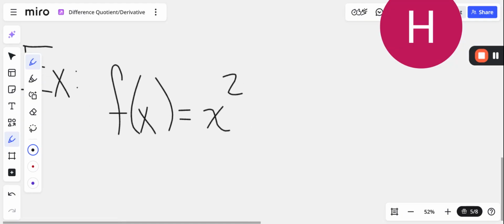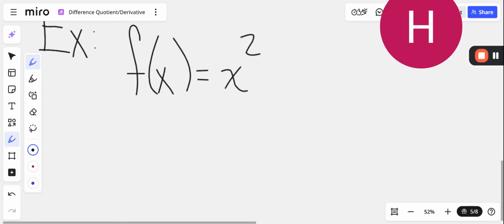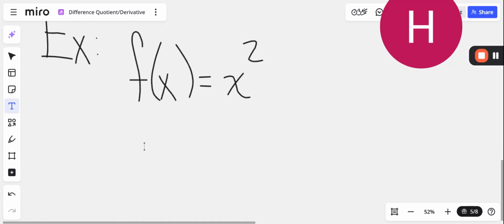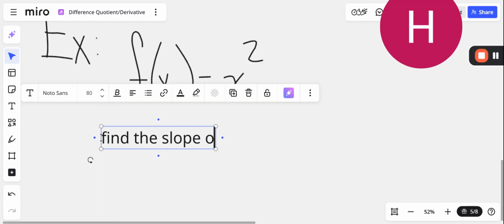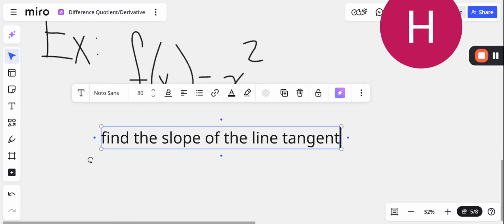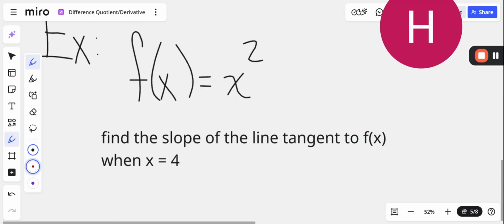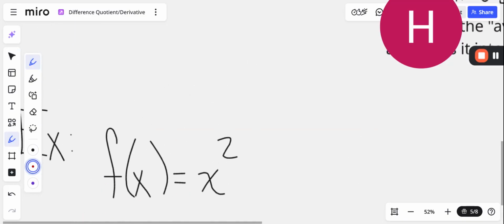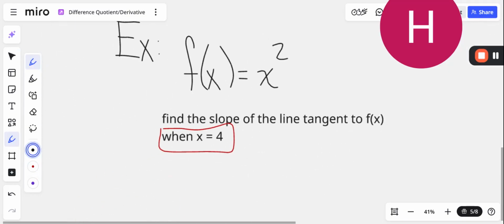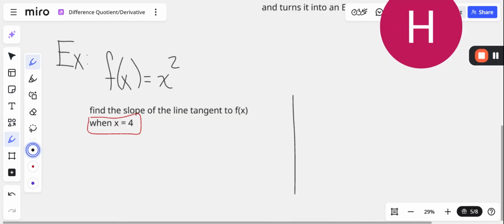So if we have a function f of x equals x squared, and we want to find the slope of the line tangent to f of x when x equals 4. And they have to specify this if they want an exact value, because you'll notice that the graph, maybe I'll just draw x squared again as best as I can without wasting too much of your time and butchering the graph.